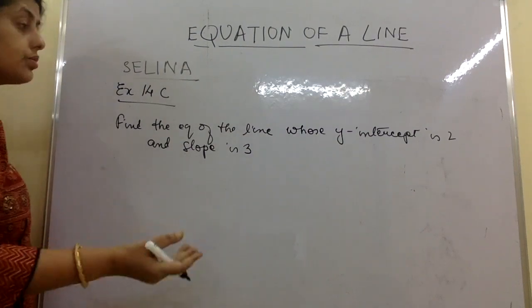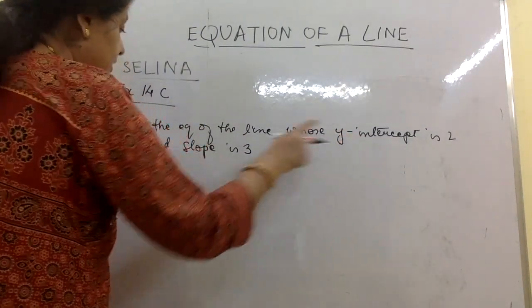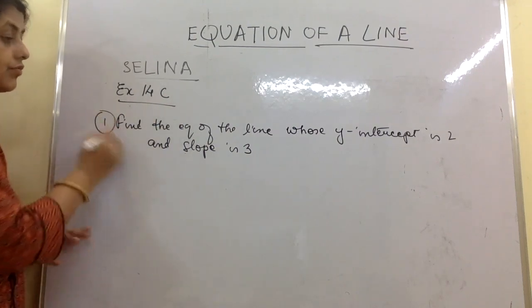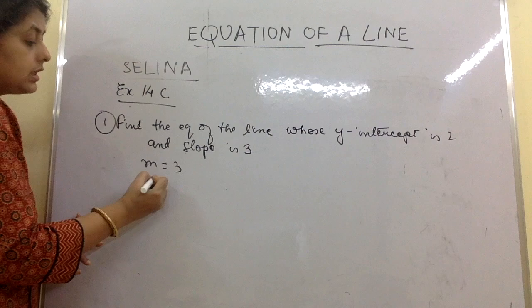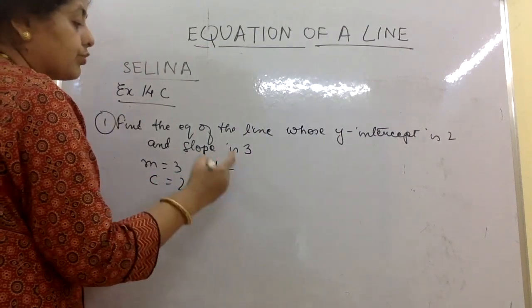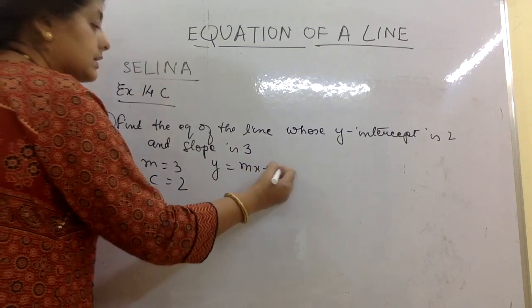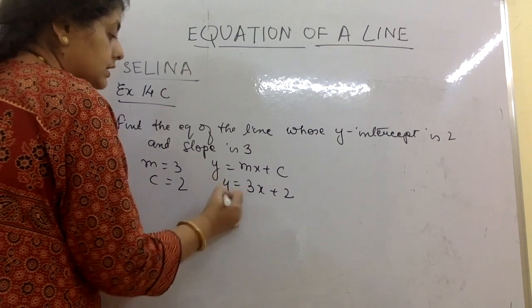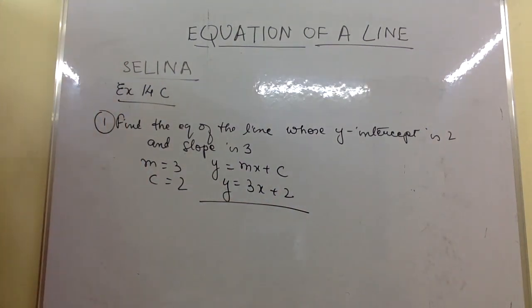Okay, so they have given us what? The y-intercept and the slope. The moment you read the question, please write it down. This is question 1. m is equal to 3 and c is equal to 2. Now we are going to substitute. y is equal to mx plus c, so y is equal to 3x plus 2 is my equation of the line.